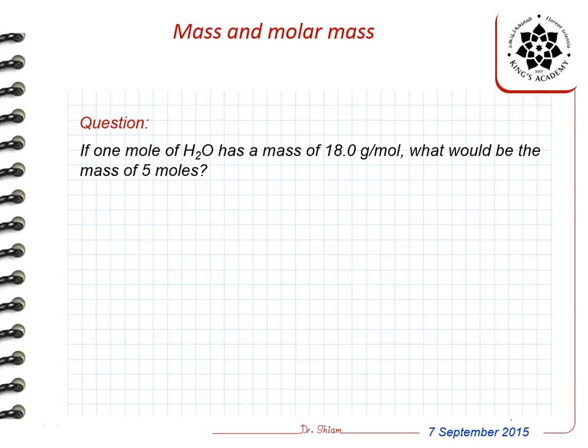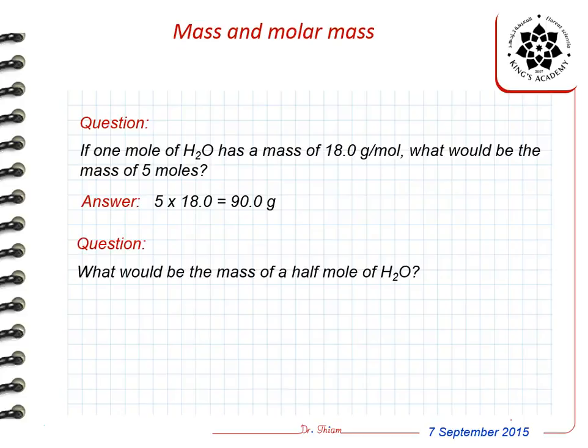So here is a question. If 1 mole of H2O has 18 grams, what would be the mass of 5 moles? I think you could do this easily, even in your head. So there you have it, 90 grams. 90 grams would be the mass of 5 moles of water. What would be the mass of half a mole of H2O? Think about it. I'll give you 5 seconds. 1 Mississippi, 2 Mississippi, 3 Mississippi, 4 Mississippi. Time is up. You should get 0.5 times 18, 9 grams.